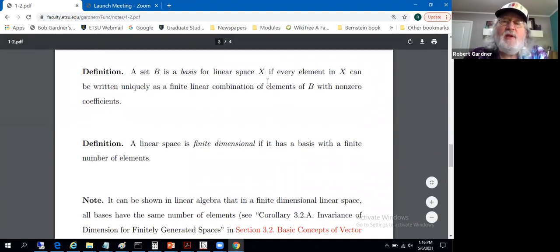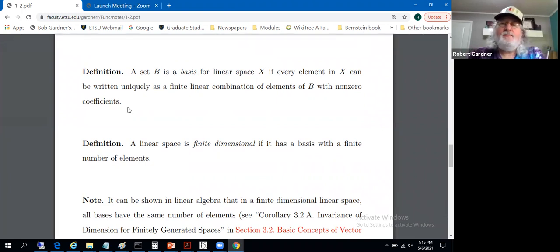Set B is a basis for linear space X if every element in X can be written uniquely as a finite linear combination of elements of B with non-zero coefficients. Okay, might be you had a different definition in mind for basis. More of that in a note or two. But here we're requiring a unique representation in terms of linear combinations. Possibly, and I'd actually recommend you carry this idea in your head, you think of a basis as a linearly independent spanning set. That's equivalent to what we've got here. Again, more of this at the bottom of this page, or more at this area.